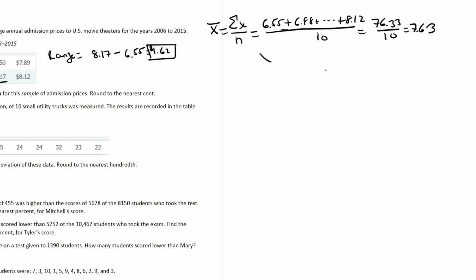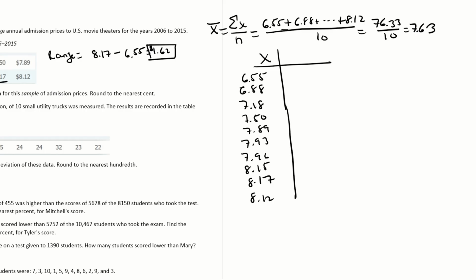Now we're going to set up a table for the standard deviation. We have $6.55, and so on and so forth. I went ahead and added the 10 prices here, just the data points from the original problem. For the second column, we need to do x minus x bar. So we need to subtract the average price from each of these prices. So 6.55 minus 7.63, and that will give us our first value.